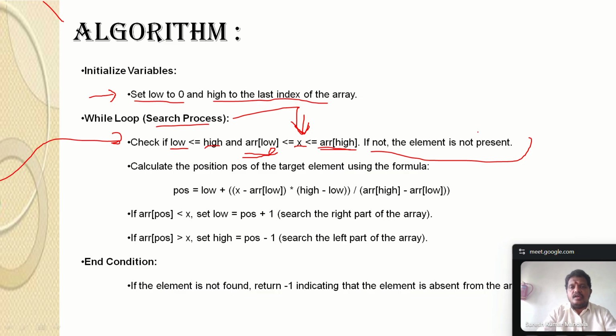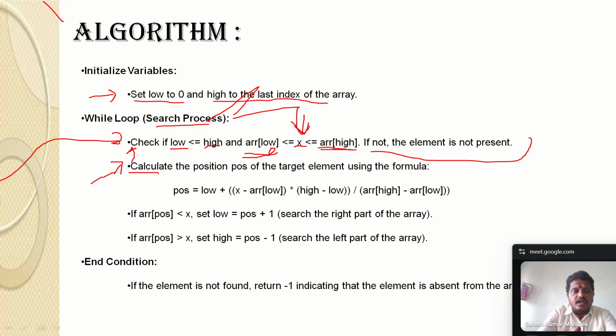Those are the steps we are discussing here. Next step: what if this condition is true? If the above condition is true, then we come to the calculation part. What is the calculation part? Calculate the position POS of the target element using the formula.